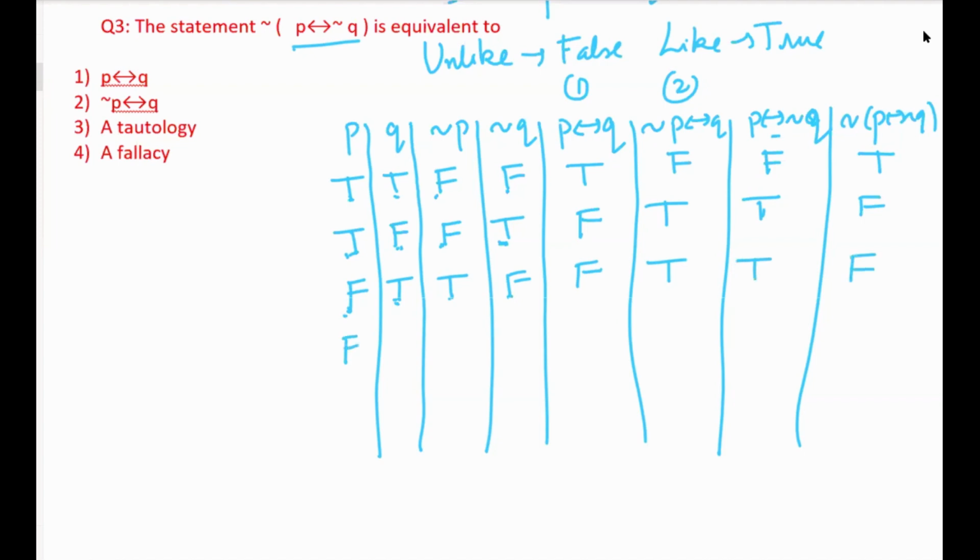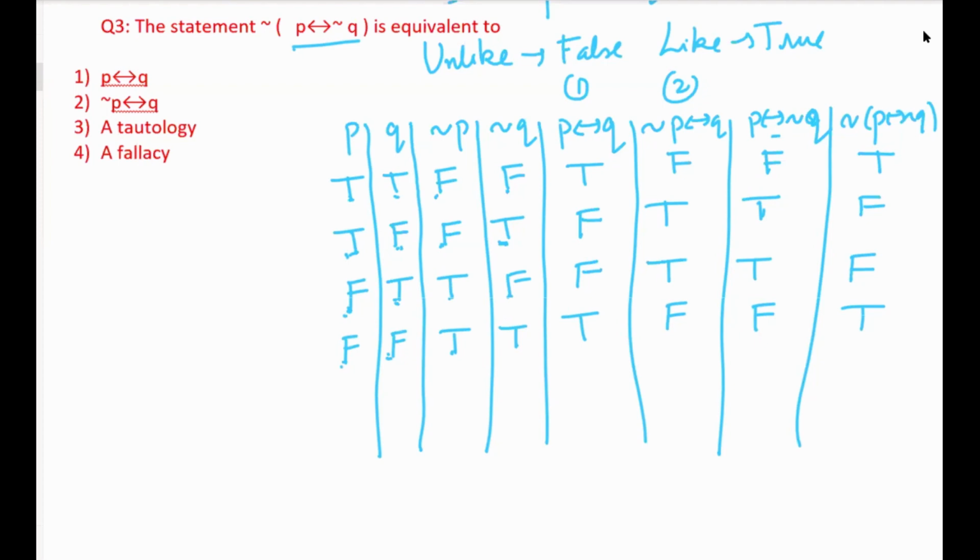Last case is F, F. If P is F, then its negation is true. If Q is F, then its negation is true. Now F if and only if F is a like case, so true. Negation P, that is true, if and only if negation Q, that is false. Therefore my answer is an unlike case, false. P, that is false, if and only if negation Q, that is true, is an unlike case, so the answer is false and its negation is true. Now, what do I get? This is my question.